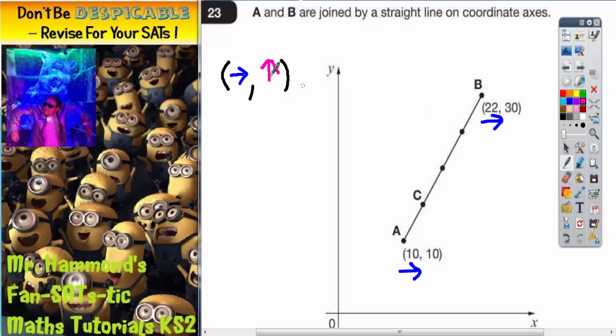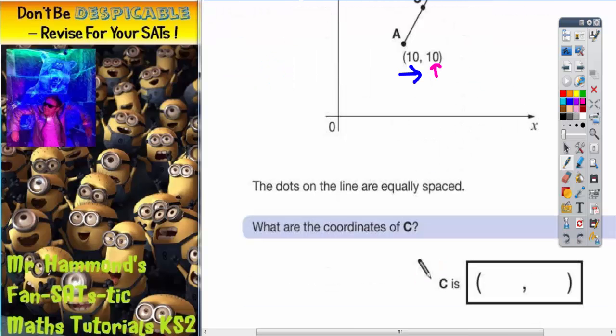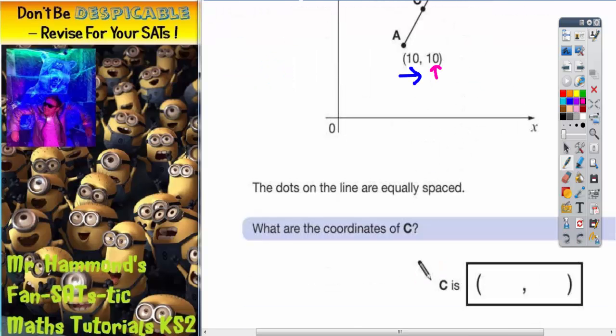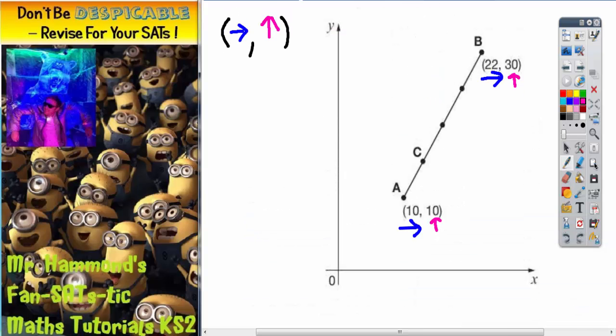The second number after the comma is how far up the stairs we go. So how far up we go. So point A must be 10 up and point B must be 30 up. Now, let's have a look at what we've got to do. It says, the dots on the line are equally spaced. What are the coordinates of point C? So it is actually asking us for the coordinates of only point C.